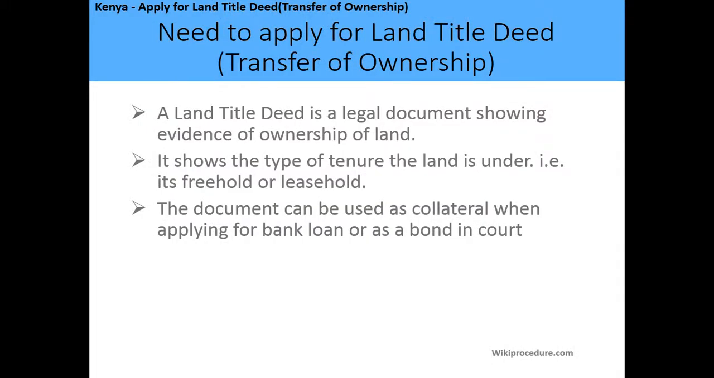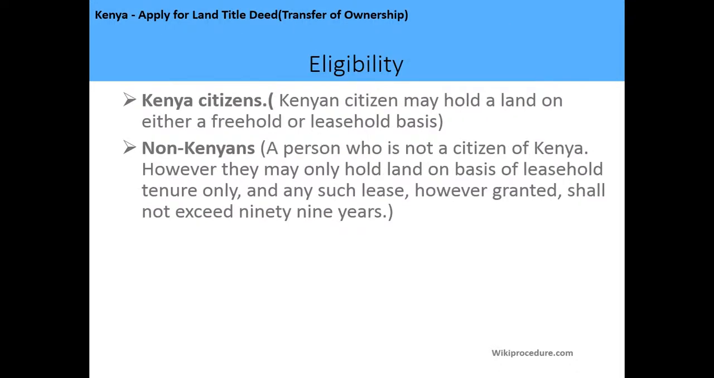The need to apply for a land title deed or transfer of ownership. One, a land title deed is a legal document showing evidence of ownership of land. Two, it shows the type of tenure the land is under, that is, whether it's freehold or leasehold. Three, the document can be used as collateral when applying for a bank loan, or it can also be used as a bond in court.